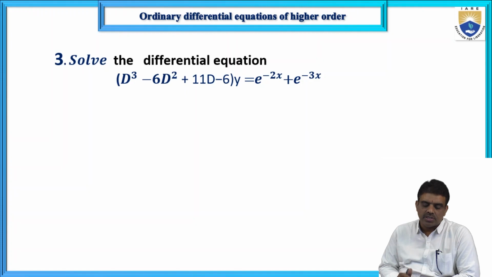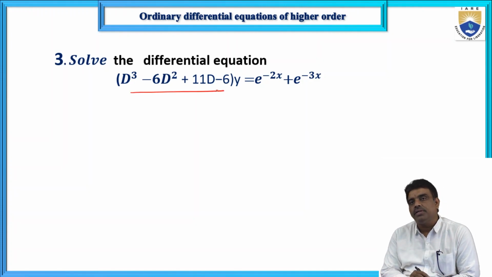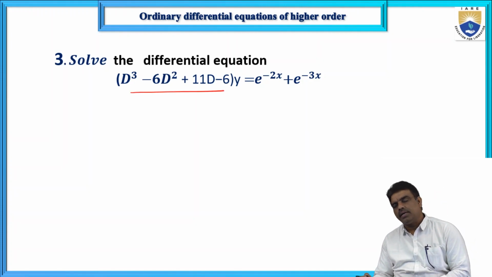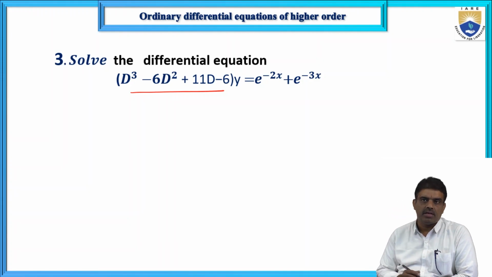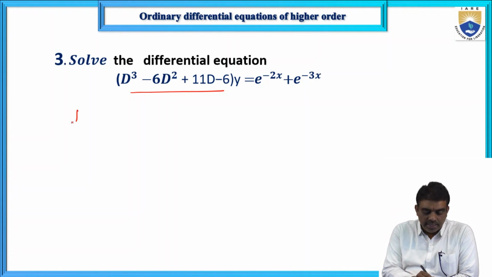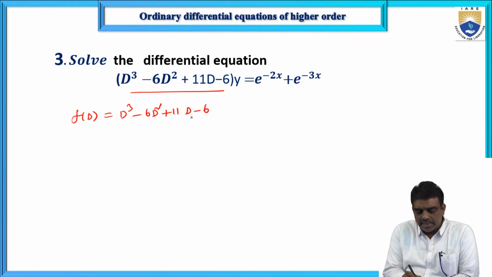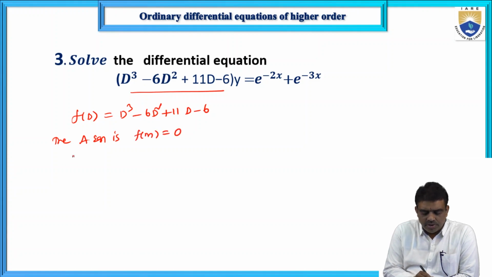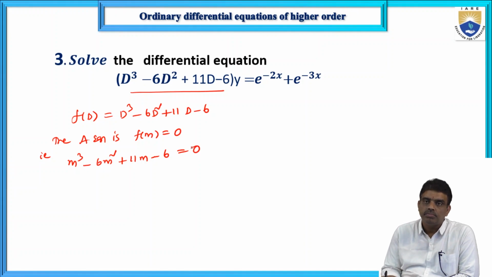Similarly, solve the equation. Here it is given as a third degree equation. So second order, third order, fourth order, for higher order we will have the same method. Here f of D is D cube minus 6D square plus 11D minus 6, and the auxiliary equation is f of m equal to 0, that is m cube minus 6m square plus 11m minus 6 is equal to 0.